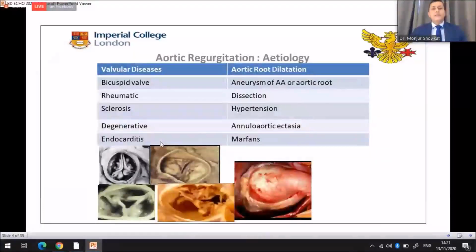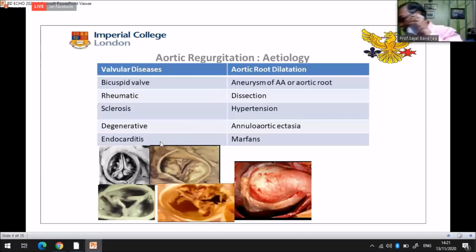So let's focus on the common causes when you see a patient with aortic valve disease. For aortic regurgitation, I have split the causes into two portions. One is a valvular problem, a problem with the valve itself. You can see bicuspid valve, which is very common in the Western world. Rheumatic valve disease we don't see very commonly; I think it is more prevalent in the Indian subcontinent, Bangladesh. And we see degenerative aortic regurgitation much more commonly than rheumatic disease. Then endocarditis we see more commonly as an acute cause.